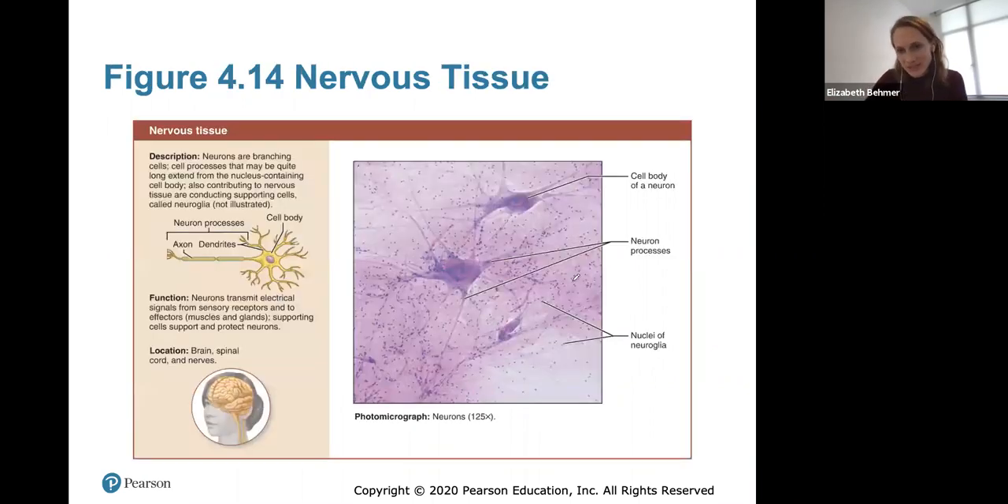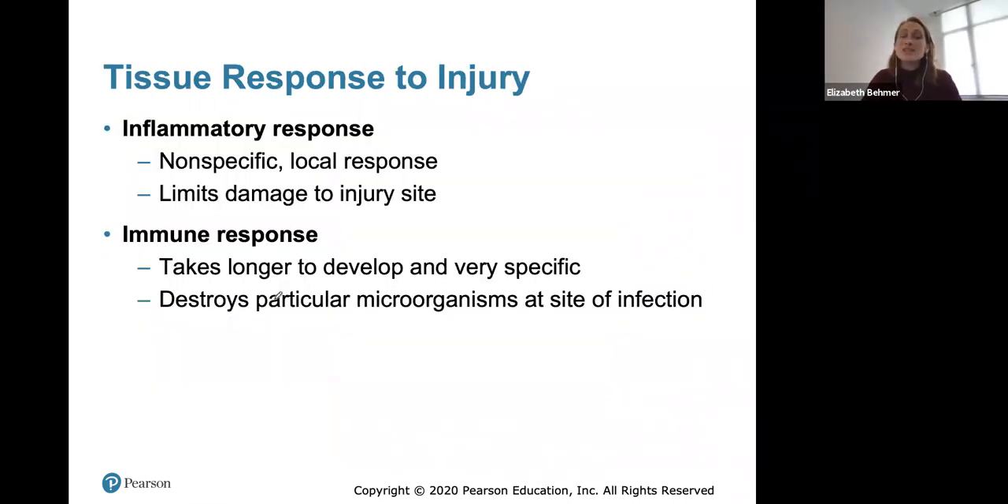Here's a look at nervous tissue. Here's a cell body, neuron processes. The neuron processes are mainly the axon, which is long, and the dendrites are the small processes coming off of the cell body. Tissue response to injury.